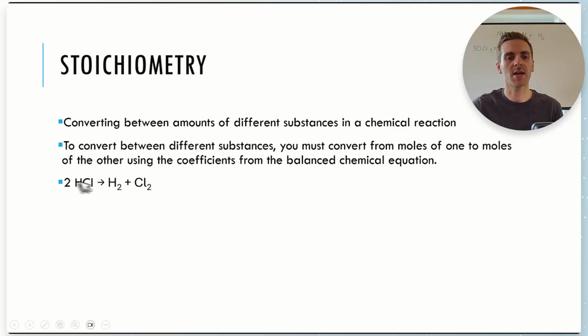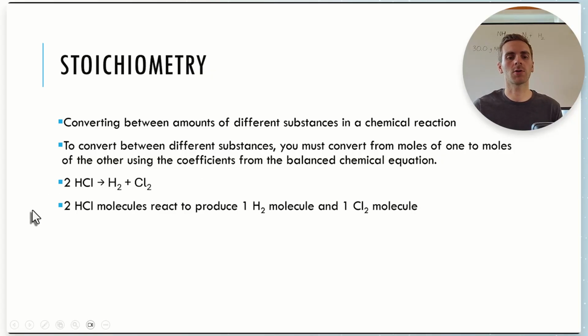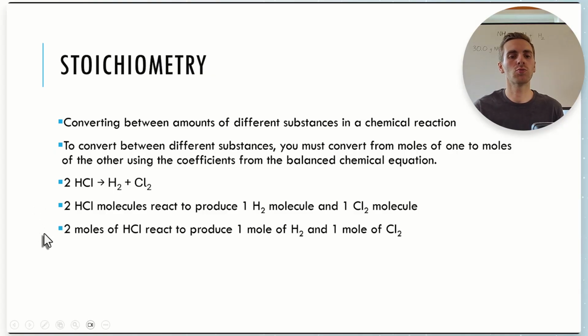And really what this equation is saying is that two HCl molecules will react with each other to produce one H2 molecule and one Cl2 molecule. But another way we could interpret it is that 2 moles of HCl will react to produce 1 mole of H2 and 1 mole of Cl2. Because a mole is simply a fixed number of molecules. It's 6.022 times 10 to the 23rd molecules, regardless of what substance we're talking about. So the mole to mole ratio is the same as the molecule to molecule ratio or atom to atom ratio, depending on the specific reaction.